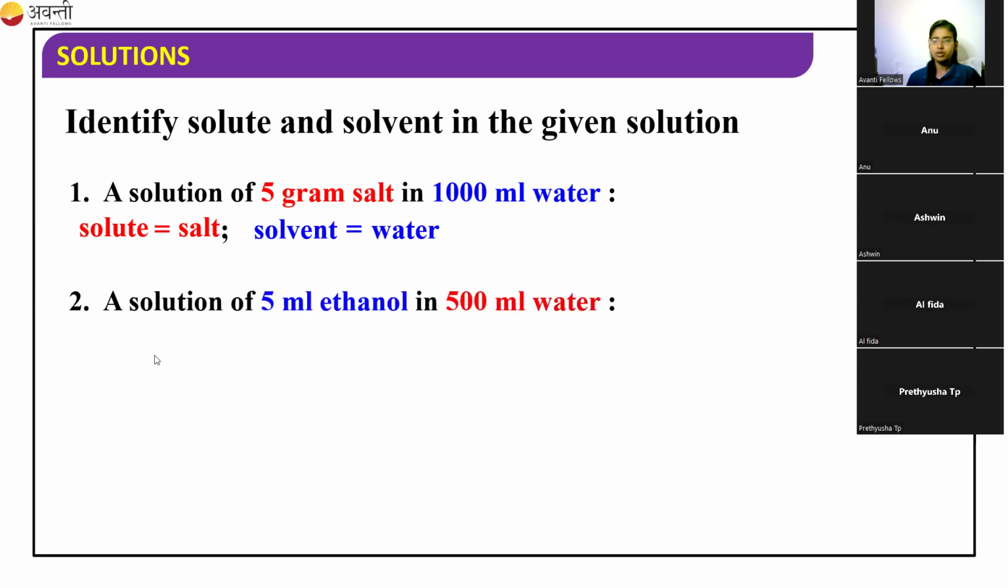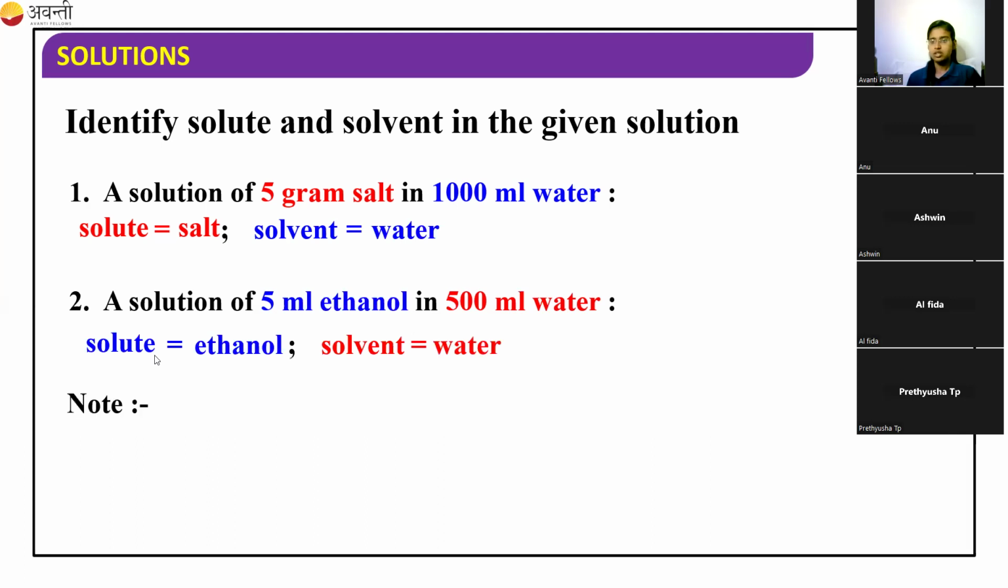Now one more question for you. It is a solution of 5 ml ethanol in 500 ml water. Now find out which is the solute here. Is ethanol the solute or is water the solute? Very good, students. Very good, Jane Vianam. Ethanol is the solute and the solvent is water.